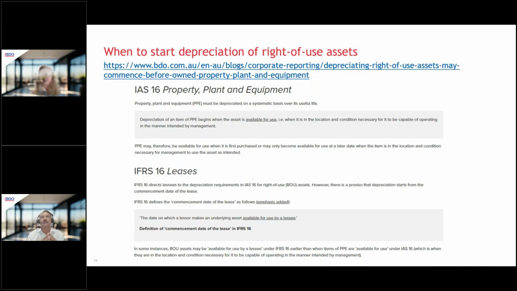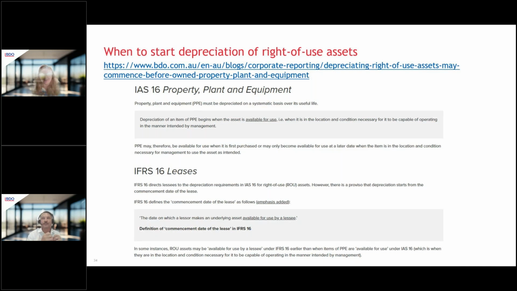If we have a look at how this normally works in property, plant, and equipment, and this is an old standard, when you have an item of property, plant, and equipment, you normally start depreciating that item of PPE when the asset is available for use. Basically, what that means is when it's in the location and condition necessary for it to be capable of operating as intended by management.